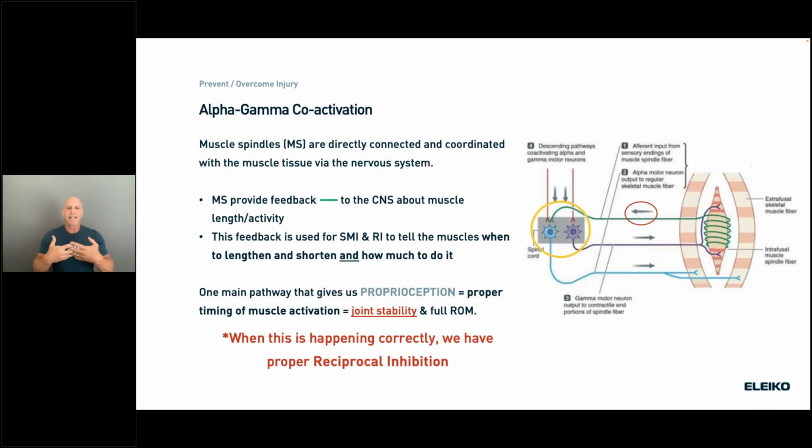Okay, so they're connected. Alpha just means those are the motor neurons that are going to the muscle fibers, and gamma are the neurons going from the spindle to the nervous system and back to the spindle. So those two things have to work together. They're in concert. If not, then we have poor information.